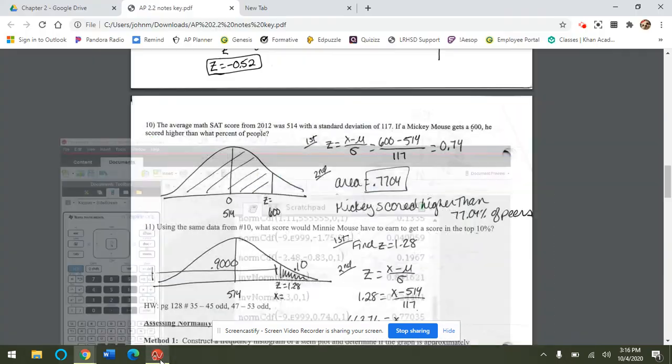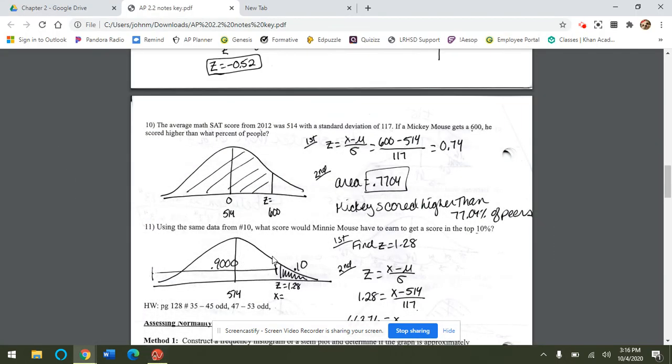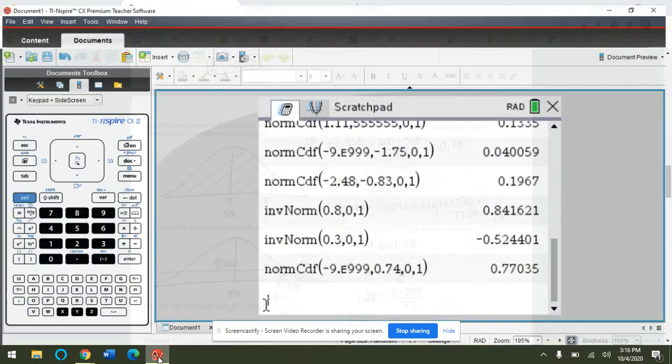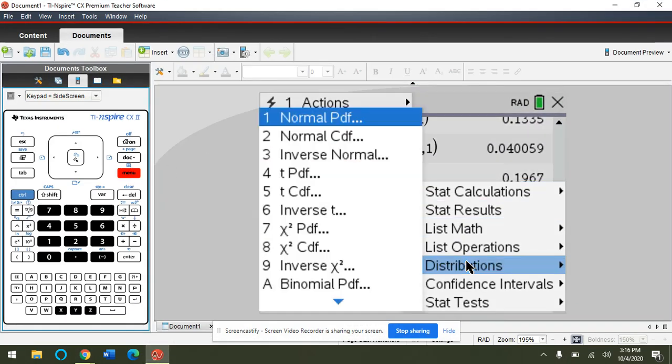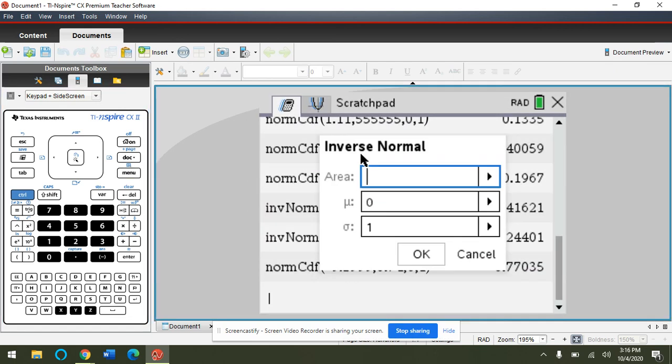Now, if we take a look at the next guy, number 11, this is one where we were starting with a percentage. When you start with a percentage, that's when you use inverse norm. So if it's the top 10%, we need this area, 0.90. So we're going to go in the calculator, menu, stats, distributions. We're going to pick inverse normal. The area is 0.9. Mean of 0, standard deviation of 1.